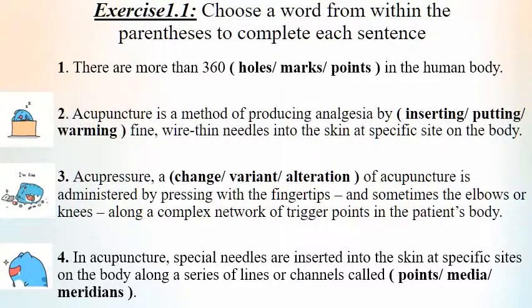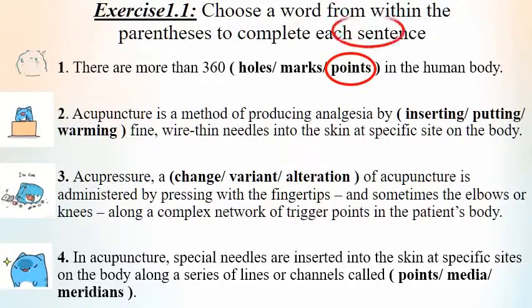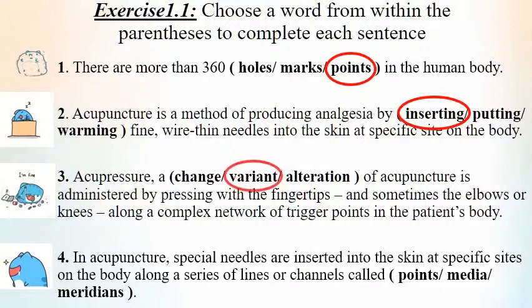Okay, now we check the answer together. Number 1. There are more than 360 points in the human body. Number 2. Acupuncture is a method of producing anesthesia by inserting fine needles into the skin at specific sites on the body. Number 3. Acupressure, a variant of acupuncture, is administered by pressing with the fingertips and sometimes the elbows or knees along a complex network of trigger points in the patient's body.